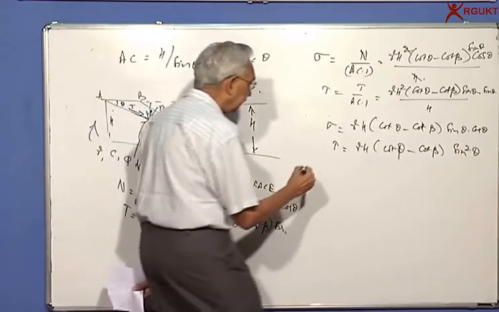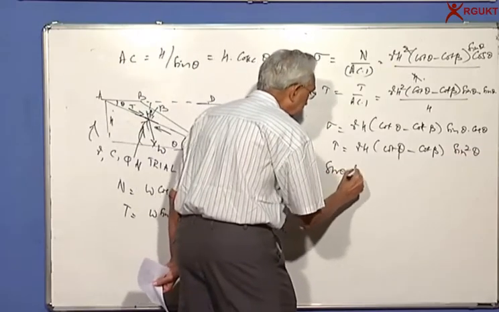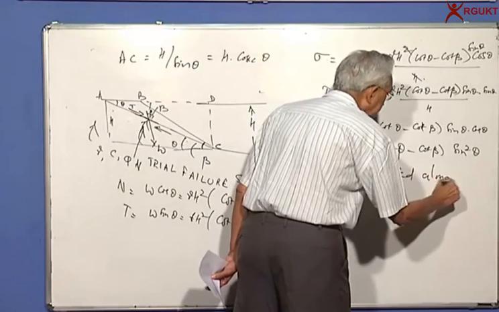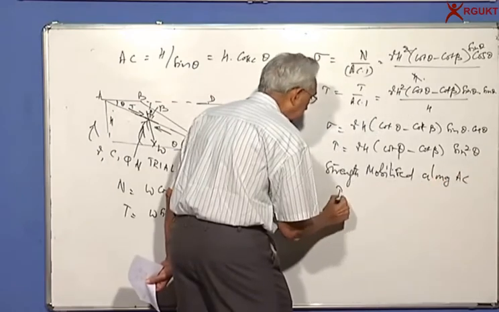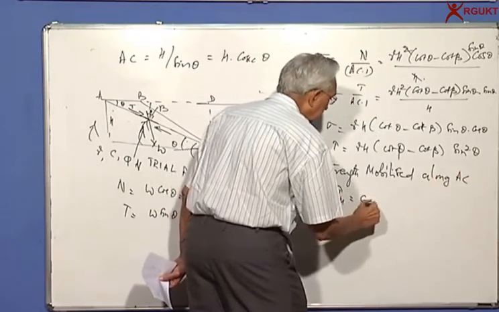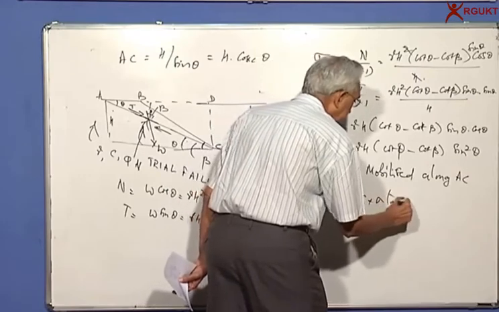What will be the strength mobilized along AC? Tau mobilized is equal to C plus sigma tan phi.